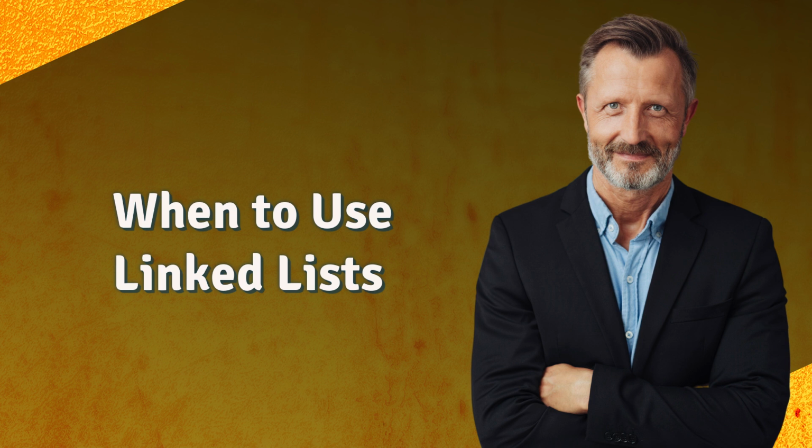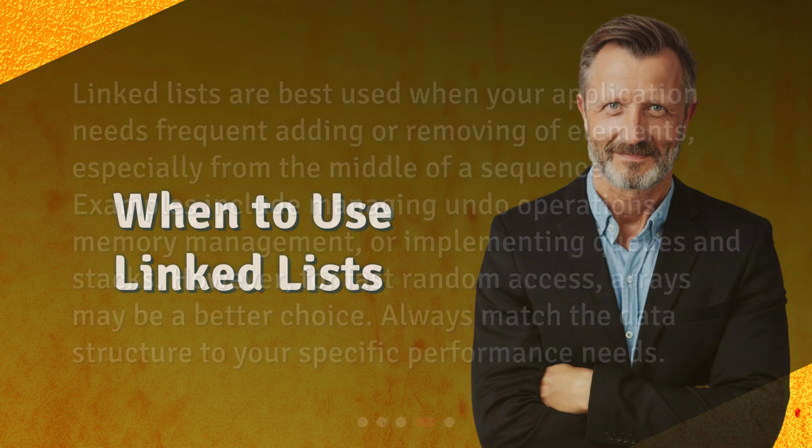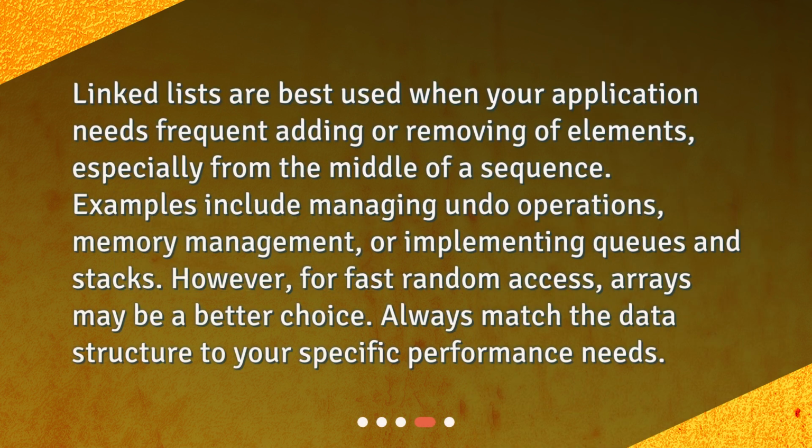When to use linked lists. Linked lists are best used when your application needs frequent adding or removing of elements, especially from the middle of a sequence. Examples include managing undo operations, memory management, or implementing queues and stacks. However, for fast random access, arrays may be a better choice. Always match the data structure to your specific performance needs.